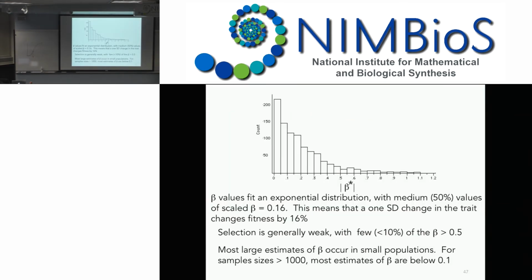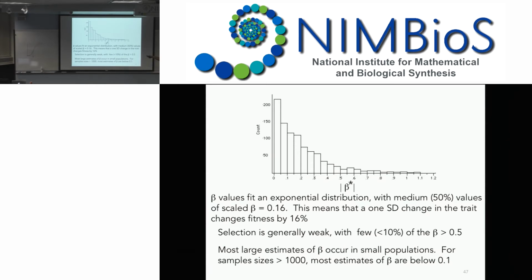And here's the sort of data you get. That star means I take character values which are variance standardized. We'll talk about the impacts of mean standardization a little bit later on. So what does this mean? What does a beta star of 0.5 mean? It means a 1 standard deviation change in the trait changes relative fitness by about 50%. So it's got a nice, clean interpretation.